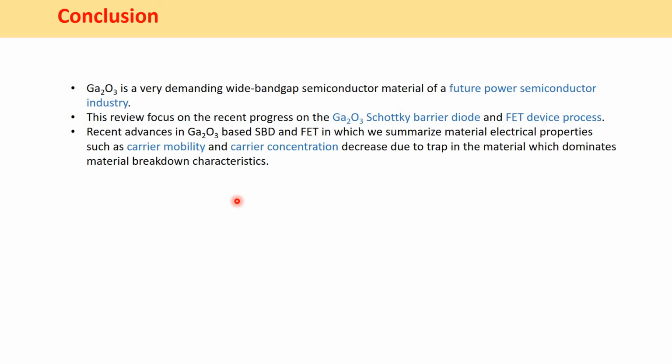Here I summarize the recent status of electrical characteristics, such as carrier mobility and carrier concentration of power devices.